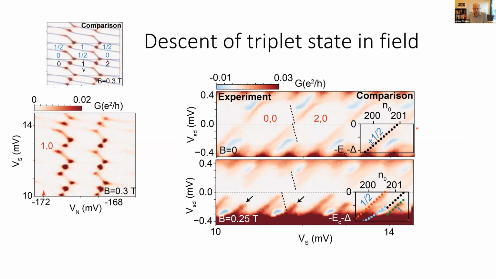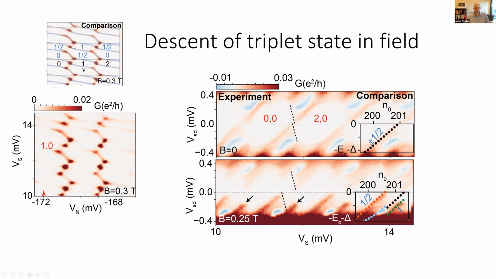Now, I will just briefly discuss how this behaves in field. Of course, it's interesting to study the behavior and the evolution in a finite field, bearing in mind that we are looking for zero modes and resonances at finite fields in these hybridized or proximitized wires. This is data at 0.3 Tesla, where the Zeeman splitting is significant. The charge domains are now split by the Zeeman splitting. Again, we have a perfect match to the theoretical model.